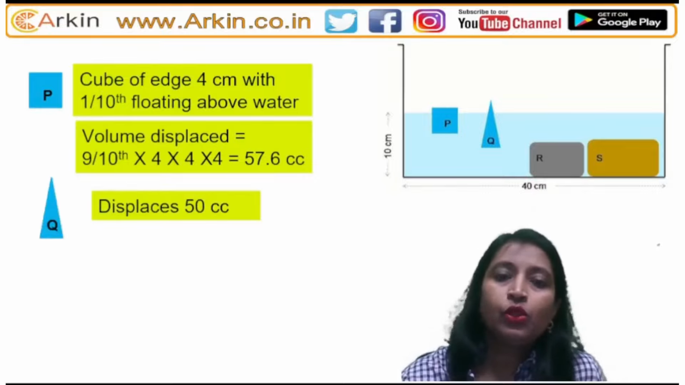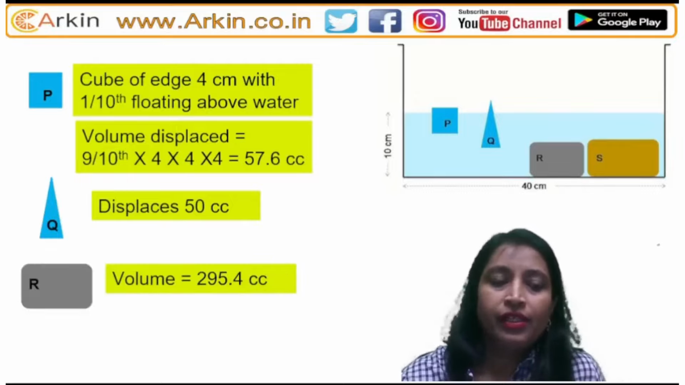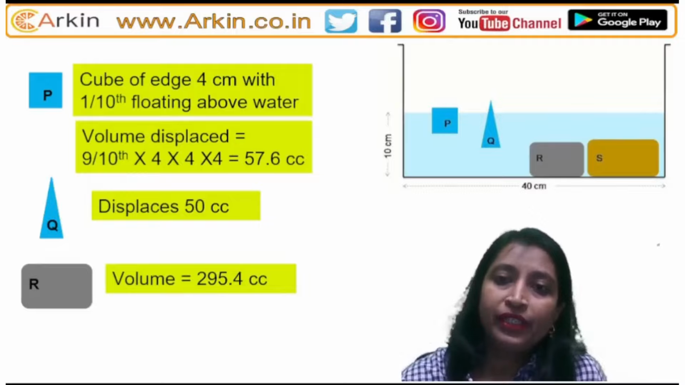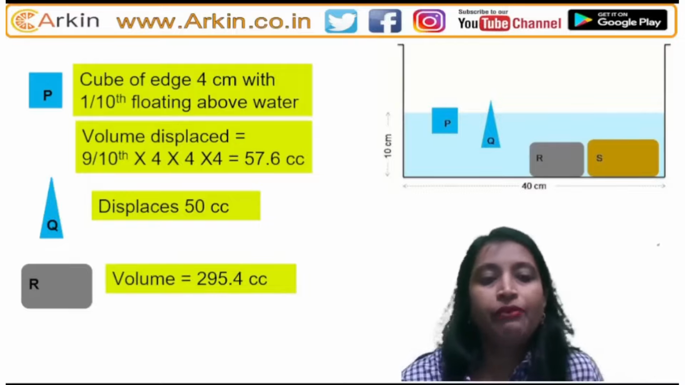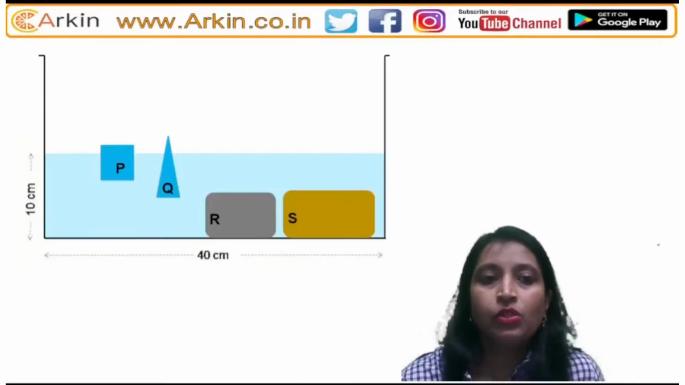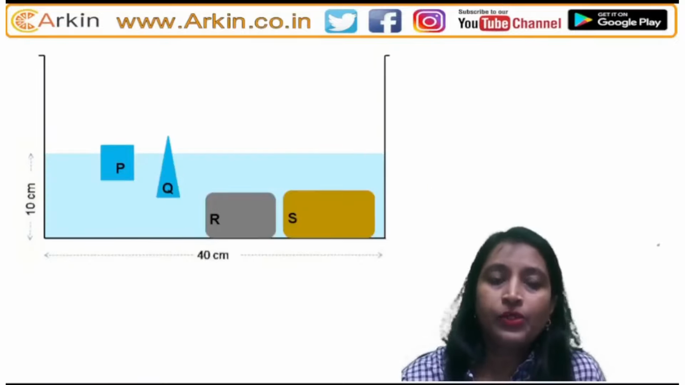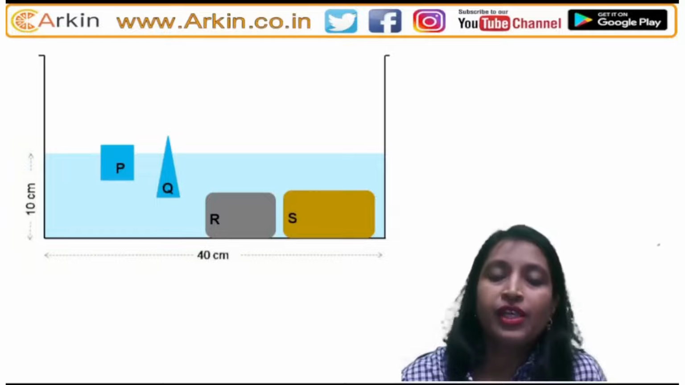Now for object Q, it is directly given in the question paper that it displaces 50 cubic centimeter. You don't have to calculate. For R also the volume is given, which means it will displace the same volume of water, 295.4 cc. For S again the volume is given, 397 cc. So if you take out an object, the level will decrease, and the volume by which it decreases will equal the volume which it had displaced.